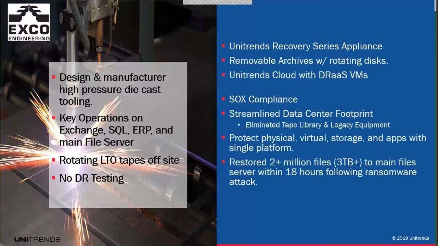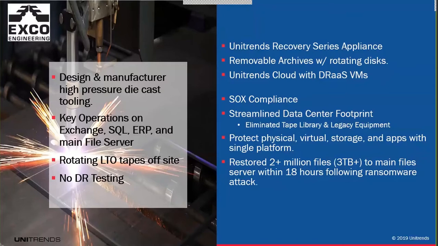They're based up in Toronto, just outside of Toronto, Canada. They are publicly traded. They're a machine and die-cast manufacturer for metal parts and metal tooling used in the automotive industry. Key to their operations on the manufacturing floor were Exchange, SQL, and especially that main file server. Before leveraging Unitrends, they were rotating LTO tapes off-site. They weren't able to test, and that file server had a little over 2 million unique files. A full backup was taking something like 3 days to complete and be written to those tapes, so they were looking for a faster, more efficient way to do things.